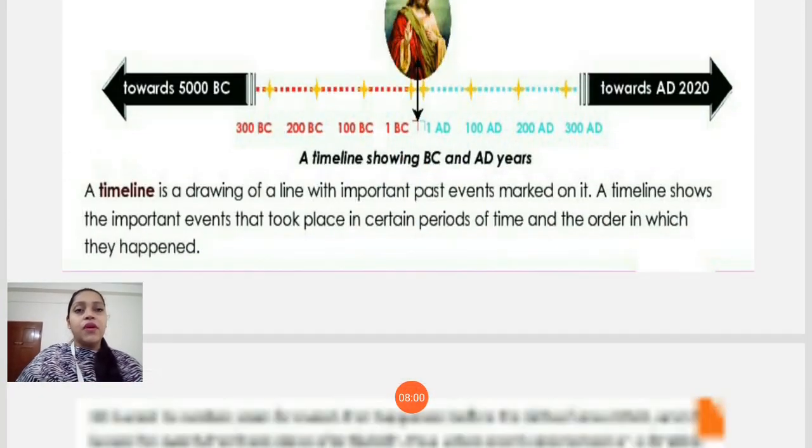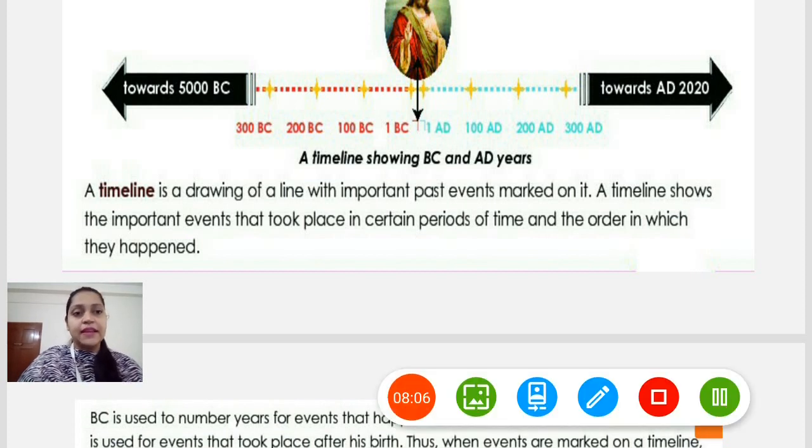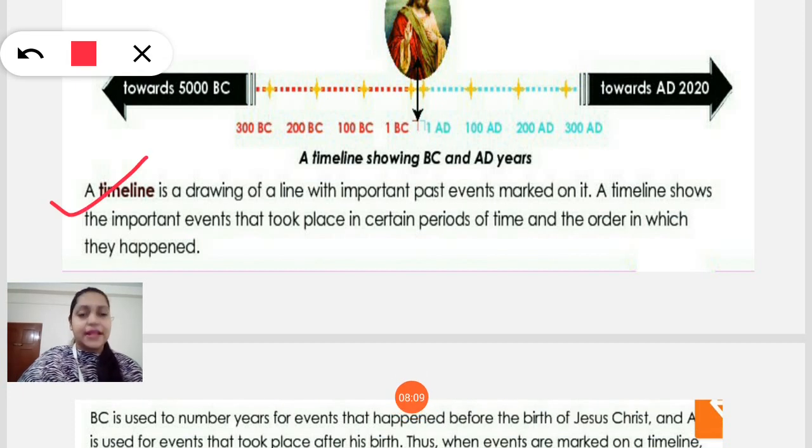Then one more important thing which is used to measure time is, yes children, timeline. If you all remember, it's timeline. Now what is a timeline? A timeline is a drawing with important past events marked on it. A timeline shows the important events that took place in certain periods of time and the order in which they happened. A timeline is a line which shows important events from the earliest to the latest.